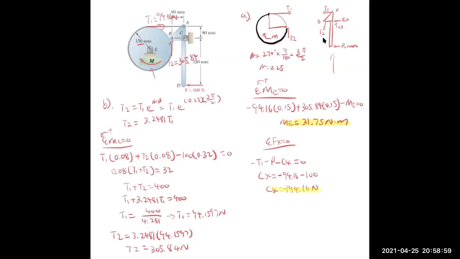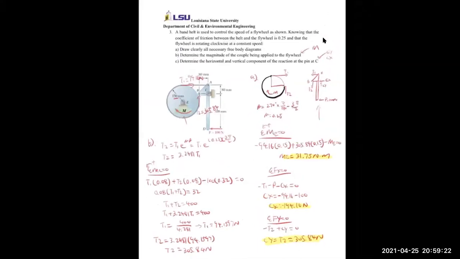Okay, so that's for the Cx. And then for the Cy, summation of force in the y direction. We have T2, which is going downwards, so negative T2 plus Cy equals 0. So Cy is equal to T2, which will be equal to 305.84 newtons, right? Okay, so this is it. This question.